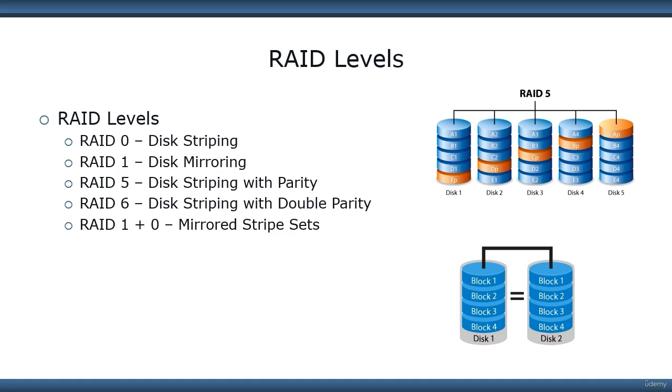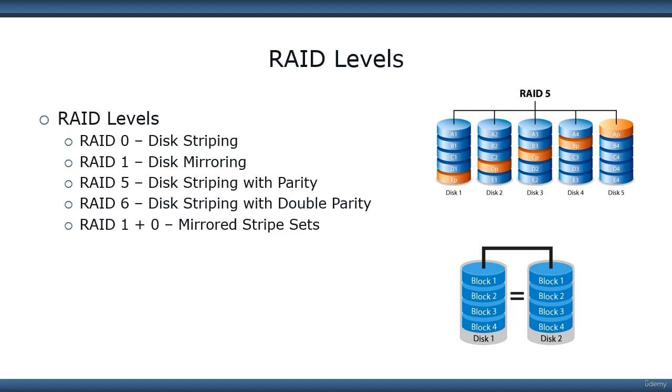So here's a quick rundown on some of the more popular RAID levels. It's not all of them. RAID 0 is called disk striping. That's just splitting the data across multiple disks. RAID 0 actually does not provide us any redundancy. I guess you can say it's zero RAID. Yeah, there is zero redundancy.